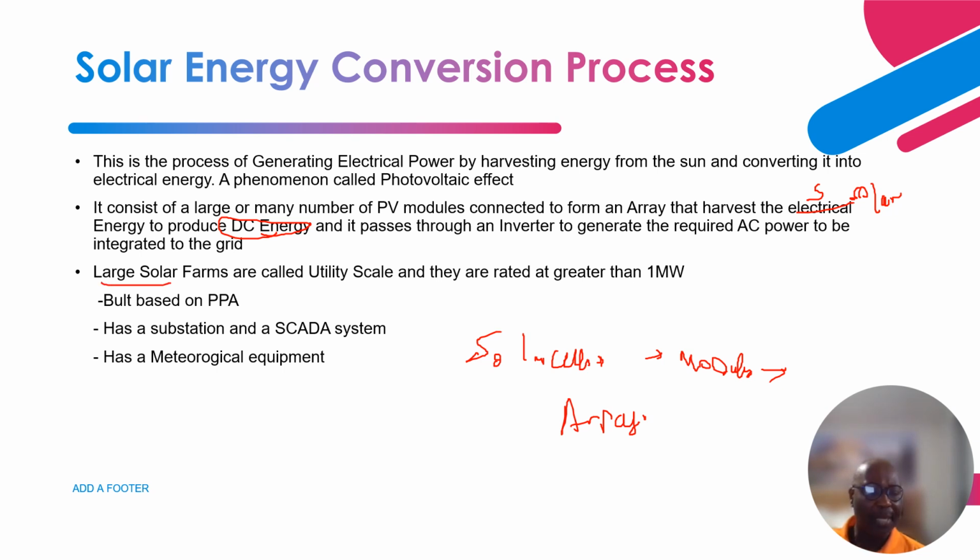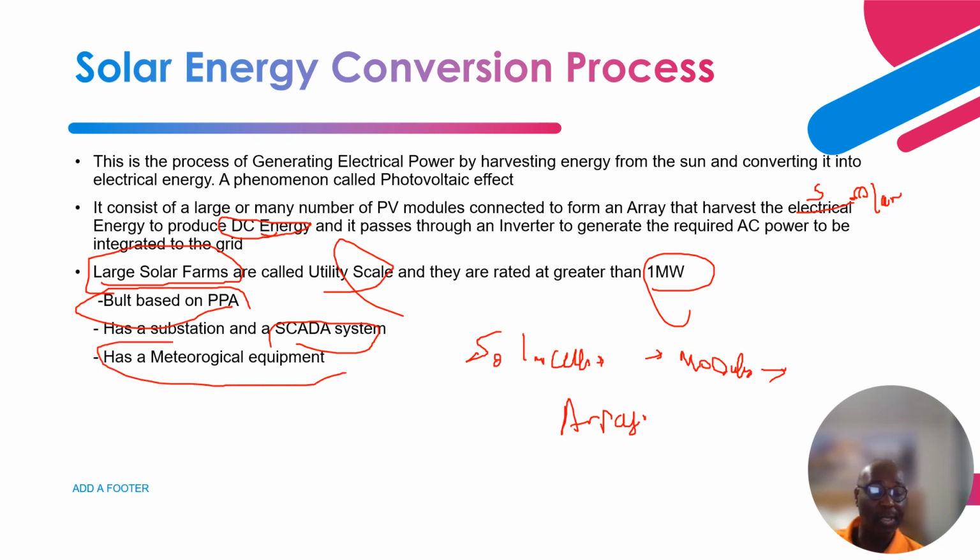Large solar farms are basically utility grade scale. Usually the output or the rating is about 1 megawatt. Those are considered very large solar farms, and those are built based on a purchase agreement, and also have a substation, and a SCADA system, and meteorological equipment for weather prediction of wind velocity, direction, humidity, and ambient temperature.